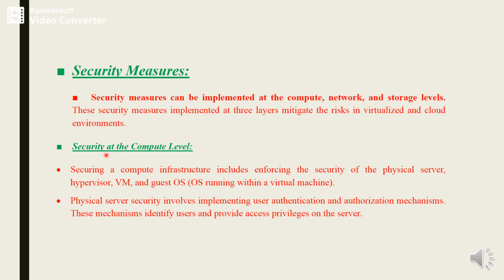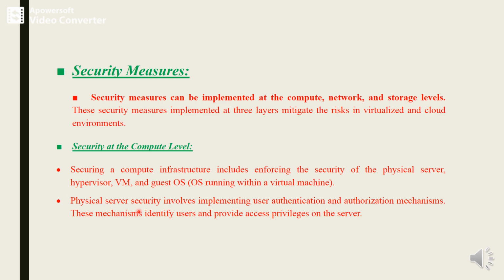First we'll take security at the compute level. How can we provide security at the compute level? Securing a compute infrastructure includes enforcing the security of the physical server, hypervisor, virtual machine, or guest operating system. The compute level covers physical servers, hypervisors, virtual machines, along with the OS, that is, the guest OS, meaning the OS running within a virtual machine.